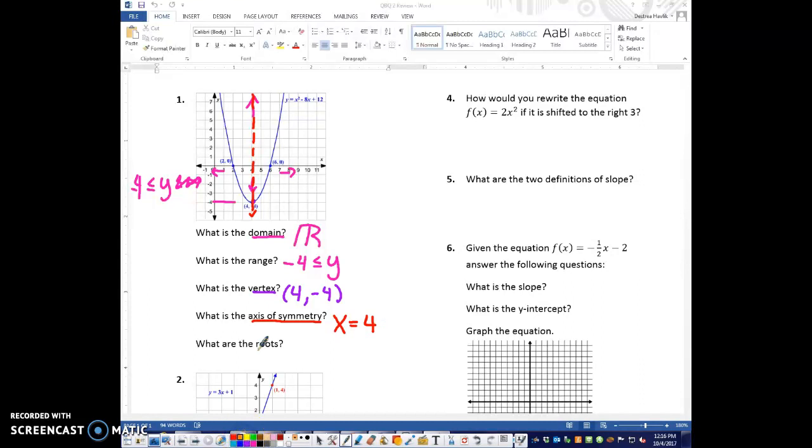The next question says, what are the roots? Now, roots are another name for x-intercept. You can also call them a zero or a solution. Okay, so they're right here and right here. You need to list them as a point. So it's (2, 0) and (6, 0). Remember, the x always goes first. So that is question number 1.